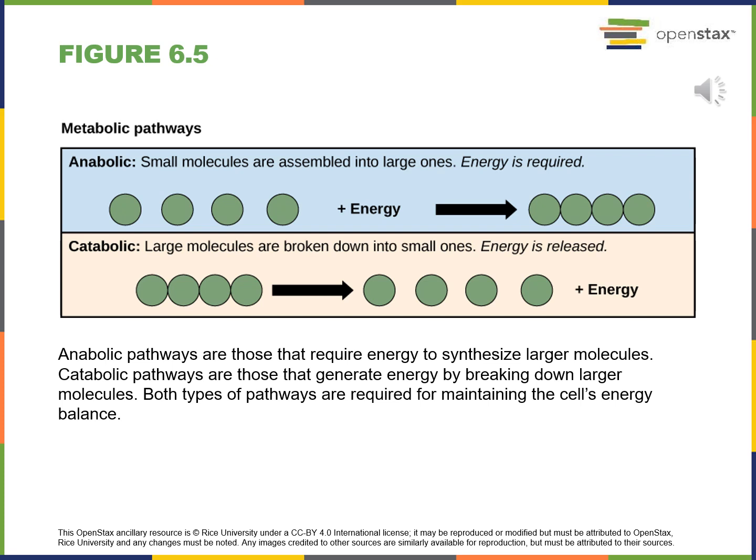See Figure 6.5. It is important to know that metabolic pathway chemical reactions do not take place spontaneously. A protein, called an enzyme, facilitates or catalyzes each reaction step. Enzymes are important for catalyzing all types of biological reactions, those that require energy as well as those that release energy. Figure 6.5. Anabolic pathways are those that require energy to synthesize larger molecules. Catabolic pathways are those that generate energy by breaking down larger molecules. Both types of pathways are required for maintaining the cell's energy balance.